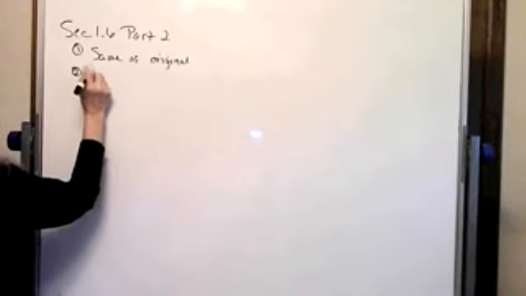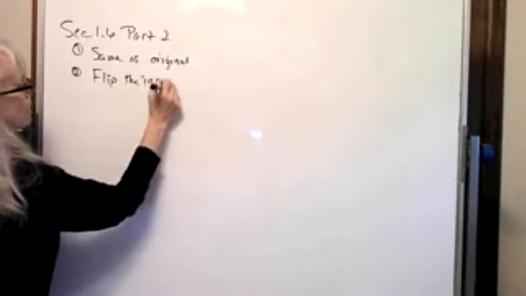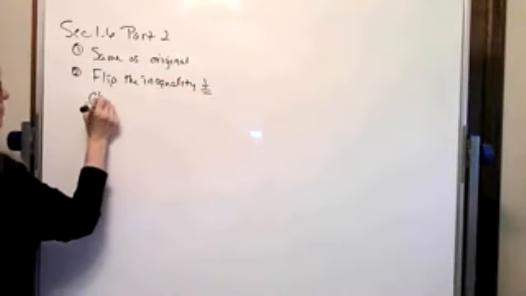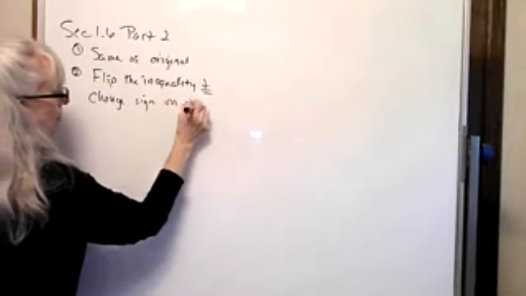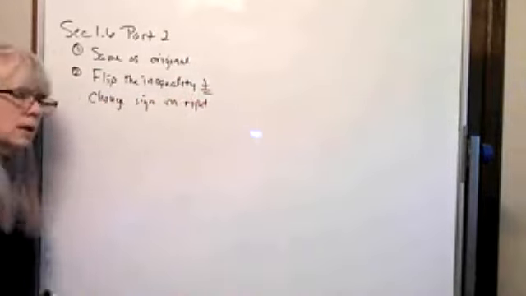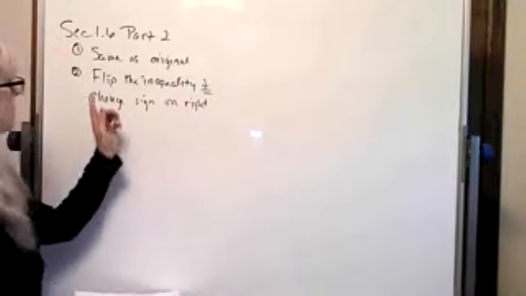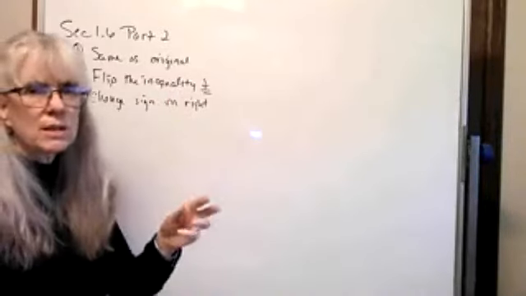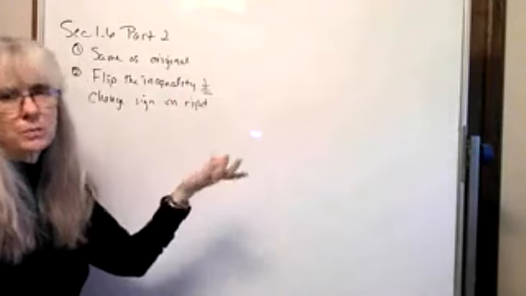You need to remember to inverse or flip the inequality and change the sign on the right. So the first inequality statement is identical to the original. You just drop the bars. The second inequality statement, you need to flip the inequality symbol and then change the sign on the right. So it's got a little twist, and that's because when you're changing the sign on the right, you're essentially multiplying by that negative number, which flips the inequality.